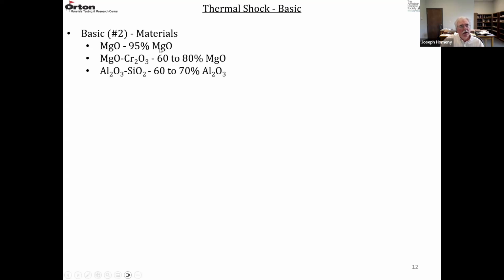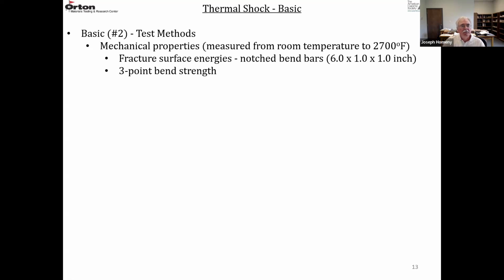Same materials: 95% MgO refractories, mag chrome with 60 to 80% MgO, and alumina silica with 60 to 70% alumina. So they measured properties from room temperature all the way up to 2,700 degrees F. Fracture surface energies were measured on a notch bend bar, and it was 6 by 1 inches. So a 1 inch cross section, 6 inches long. And the strength was a 3-point bend strength.